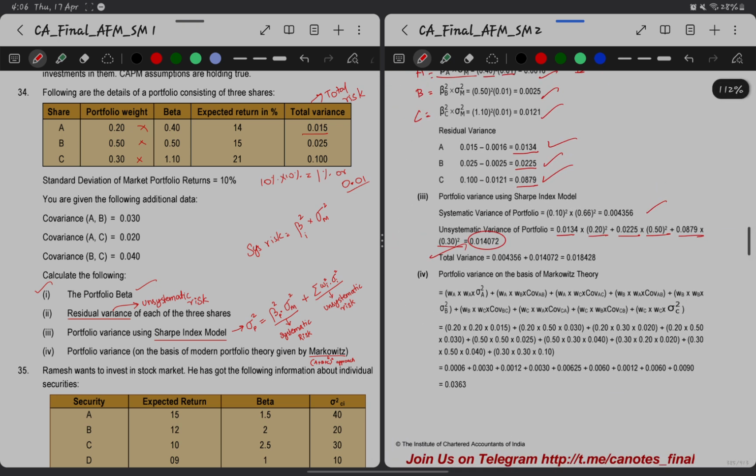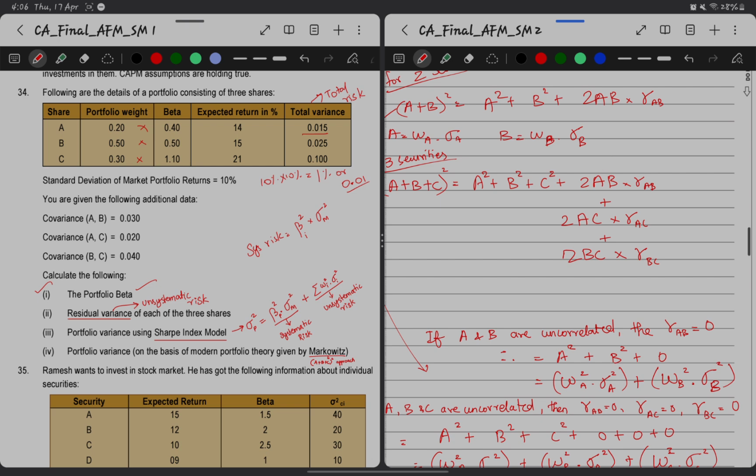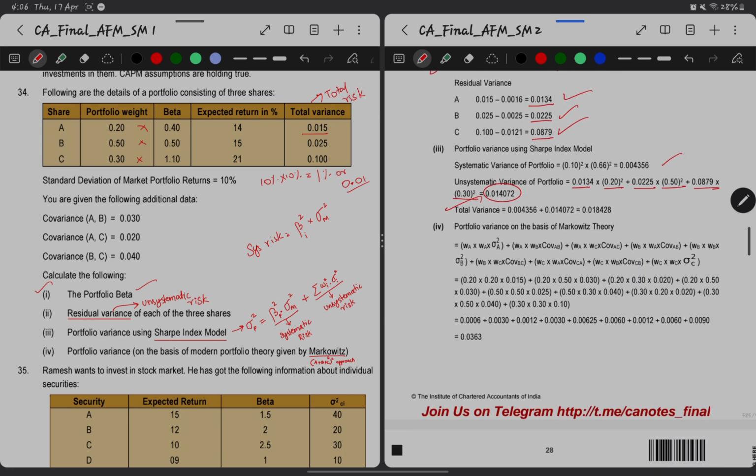Okay, now going to the fourth requirement, portfolio variance on the basis of modern portfolio theory given by Markowitz. This is nothing but our a plus b plus c the whole square approach. You have to just follow this formula. We have to just apply the weights, same thing. Since three securities are the same thing, if we follow, we'll get the same results. That's it. So the portfolio variance is 0.0363.